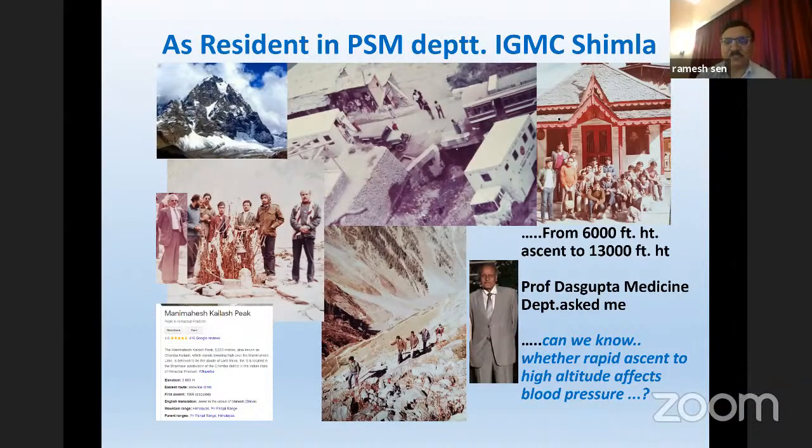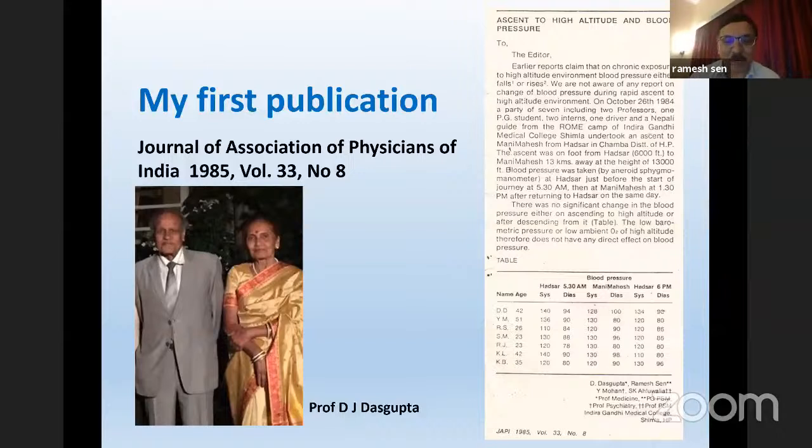We climbed from 6,000 to 13,000 feet. Then Professor Das Gupta asked me to take everybody's blood pressure and record that data at base level and at the upper level, and then we come back. That is what I did. It was a simple study of our blood pressure while ascending from 6,000 to 13,000 feet and coming back. He asked me, now you have got the data, write a letter to the editor, because it is a small work. So I wrote that letter, and it was published in the Journal of the Association of Physicians of India. This is the person who gave me the first blessing to do something at that time.